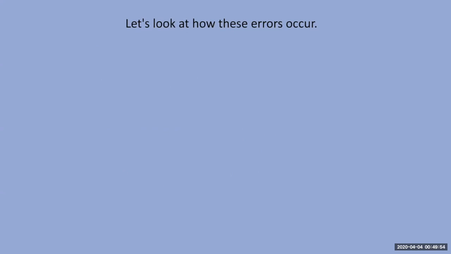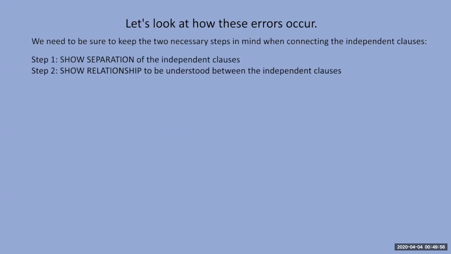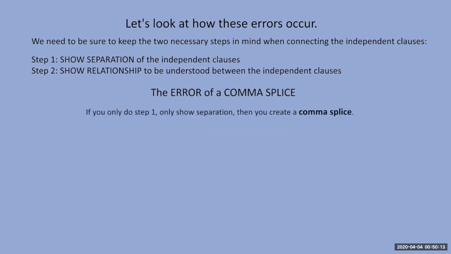Let's look at how these errors occur. We need to be sure to keep the 2 necessary steps in mind when connecting the independent clauses. Step 1, show separation of the independent clauses. Step 2, show relationship to be understood between the independent clauses. The error of a comma splice. If you only do step 1, only show separation, then you create a comma splice. The dog barked, comma, the cat jumped.